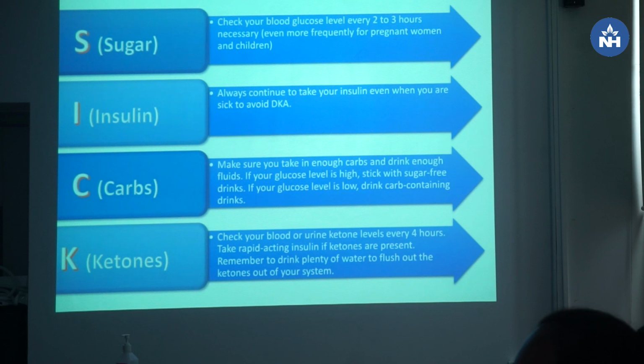Ketones: check your blood or urine ketone level every 4 hours. Take rapid-acting insulin if ketones are present. Remember to drink plenty of water to flush the ketones out of your system.